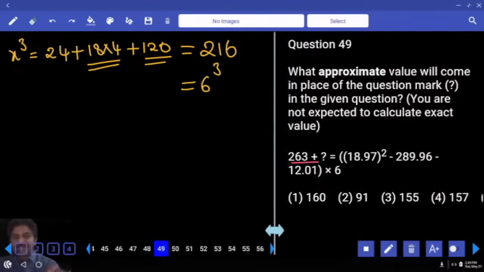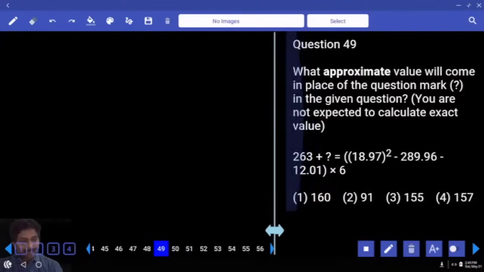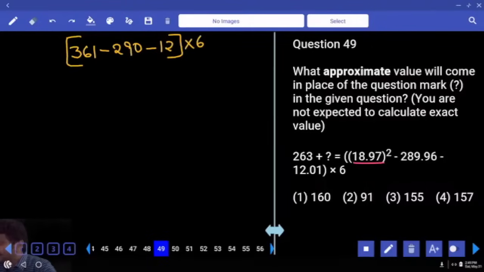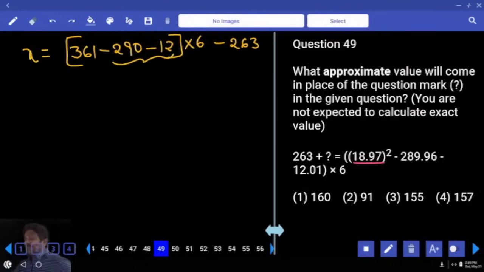Take 263 to the right hand side. Okay? Alright. First of all, 19 square, 361 minus 290 minus 12. And then for this you have into 6. Braces are important. Got it? From the left hand side, 263 goes to the other side, becomes minus 263. Negative values inside the bracket: 290, 12.